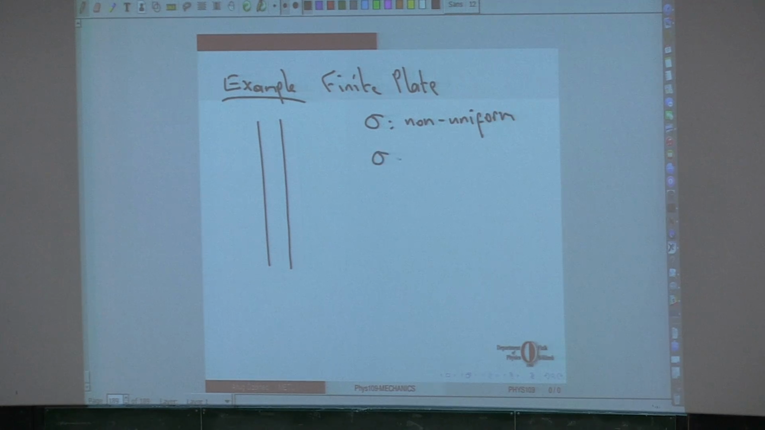But nevertheless, sigma will be something like sigma 0, some constant, plus some term of the order of d over L. If d over L is small, then sigma will be more or less constant throughout our parallel plates. Now, secondly, when we have infinite plates, the electric field lines will be horizontal.